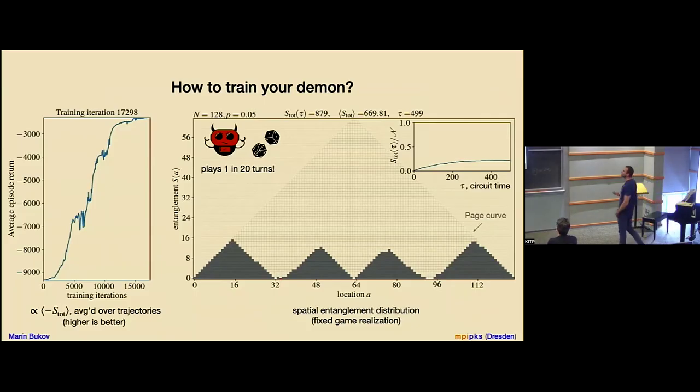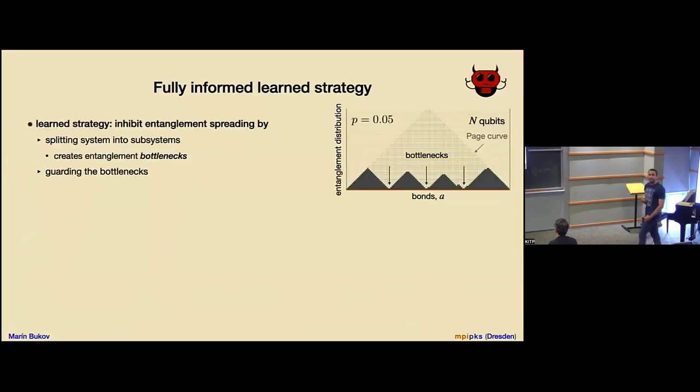And I'm going to show you in a couple of slides why it's actually not so simple to come up with such a deterministic strategy yourself. But before that, let's just analyze this and see what it tells us and what it means. So once again, the learned strategy is the following. We're going to inhibit entanglement spreading by splitting the system into these pyramid subsystems, and then creating those entanglement bottlenecks.